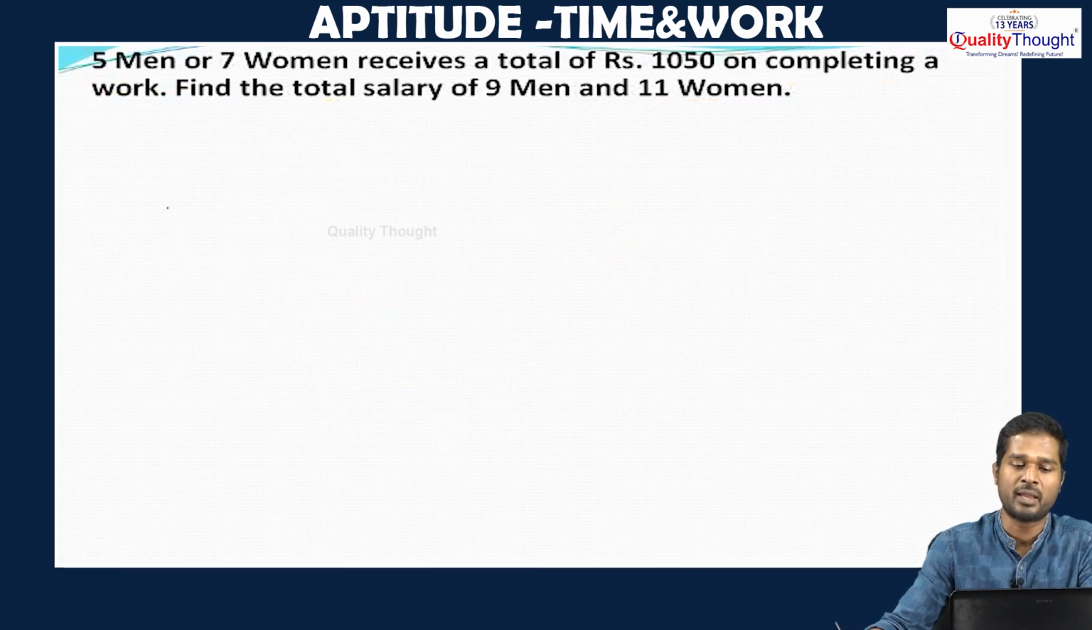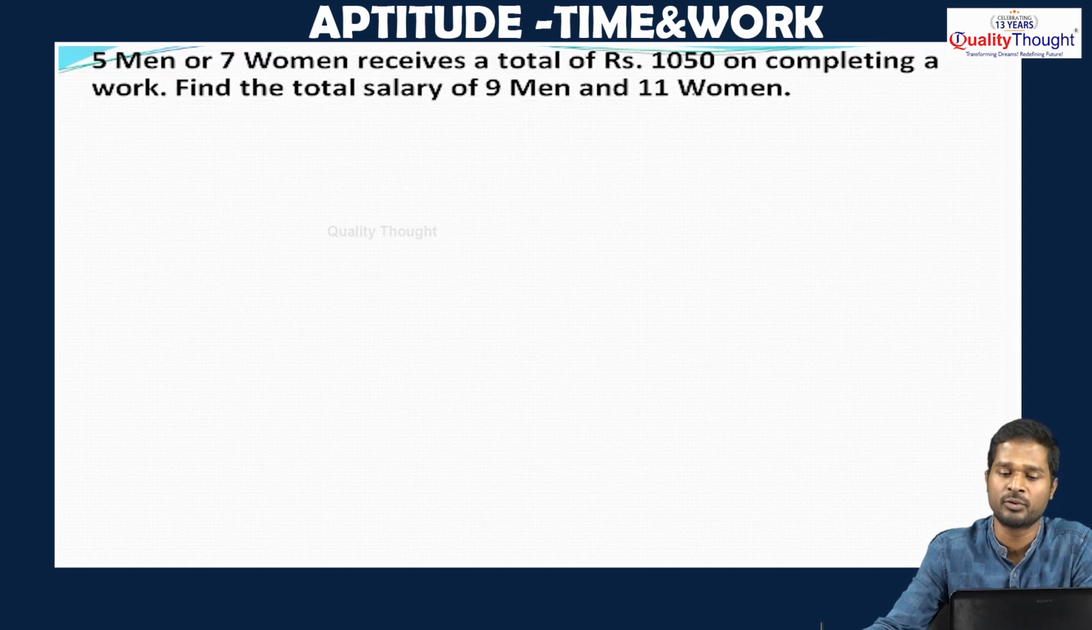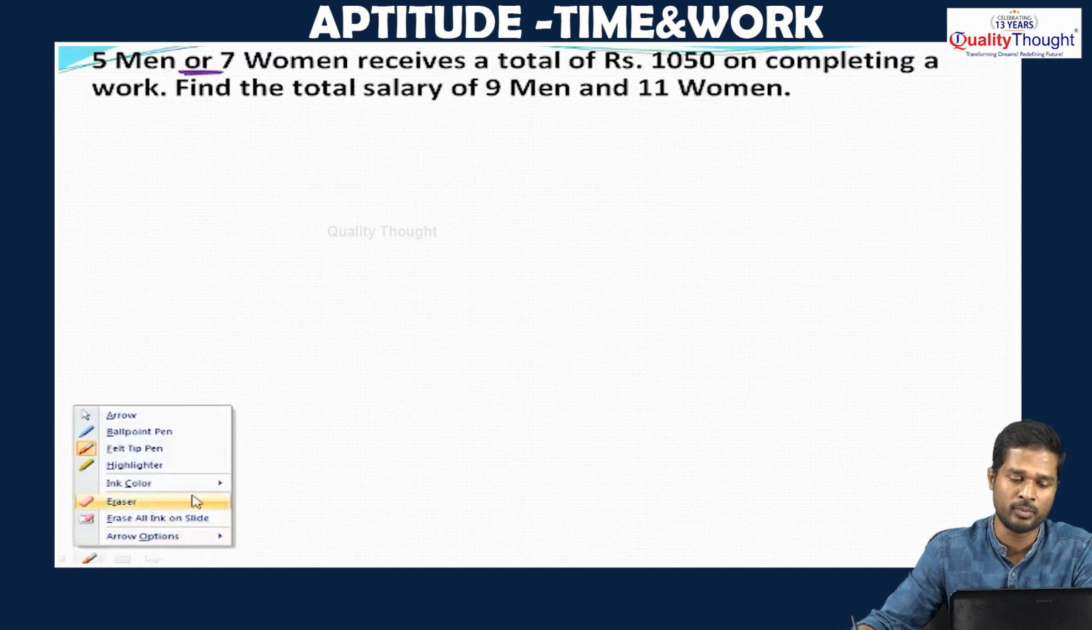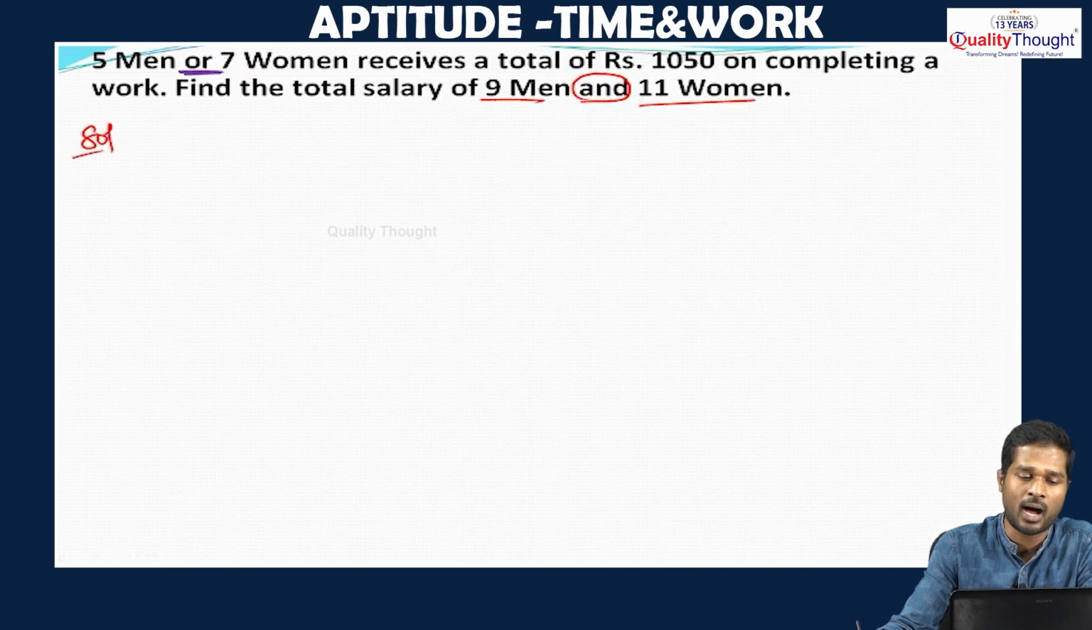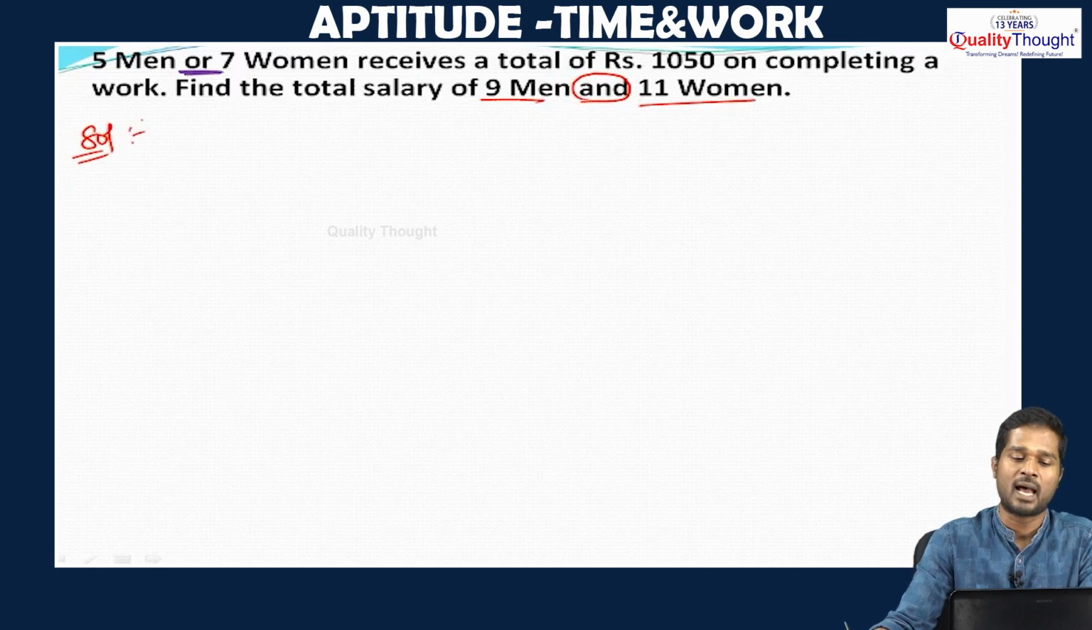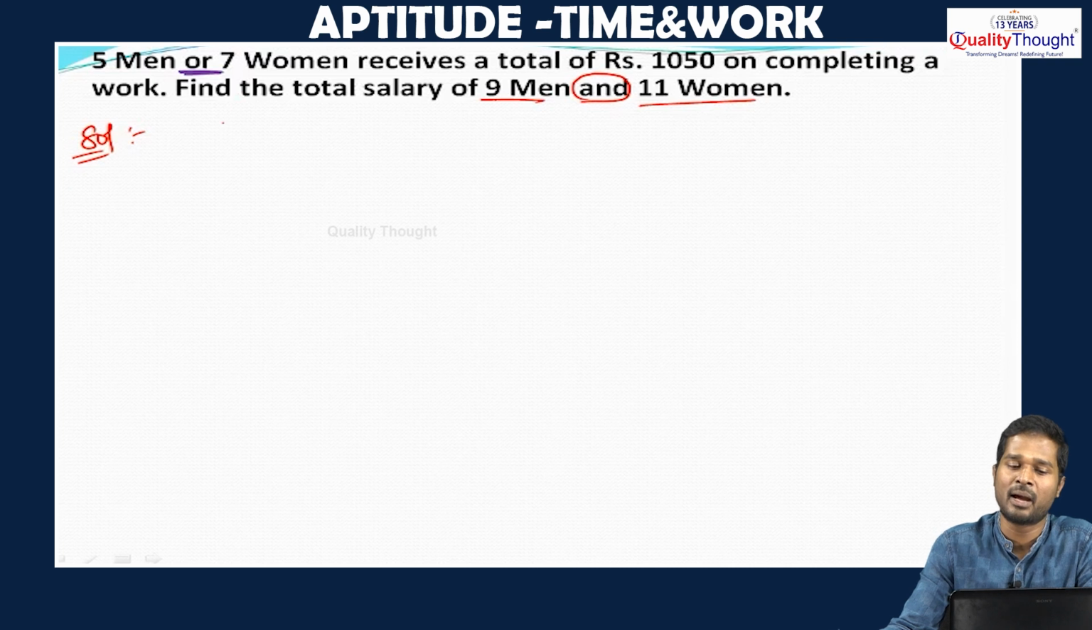Question: 5 men or 7 women receive a total of 1050 rupees on completing a work. See this word carefully, or. 5 men or 7 women receive a total of 1050 rupees on completing a work. Find the total salary of 9 men and 11 women. Let us see this. Always the salaries will be shared equally among the people.